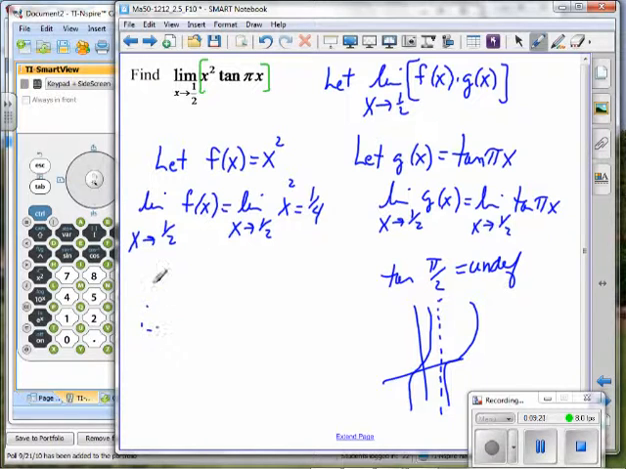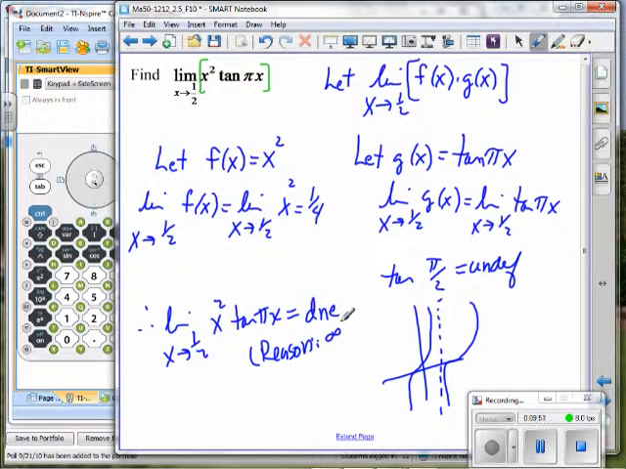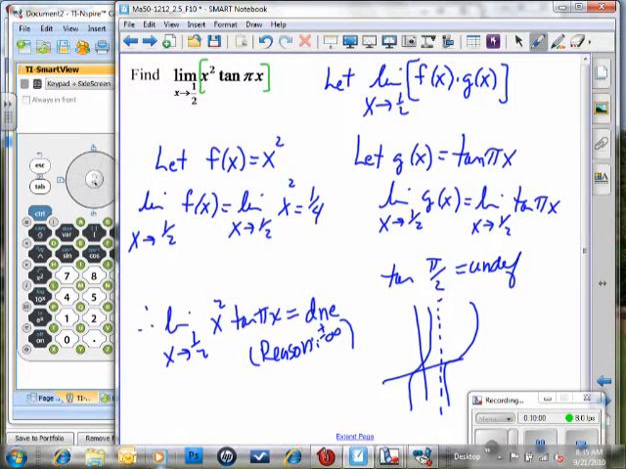So therefore, we'll make our conclusion. Therefore, the limit as x approaches 1/2 of x squared tangent pi x, does it exist? No, does not exist. And remember, we're asking, does the limit exist? Our answer is no, it does not exist. Our reason, then, is because it goes to infinity. Actually, it would go to positive and negative infinity, because on one side it's going to infinity, the other side is going to negative infinity.